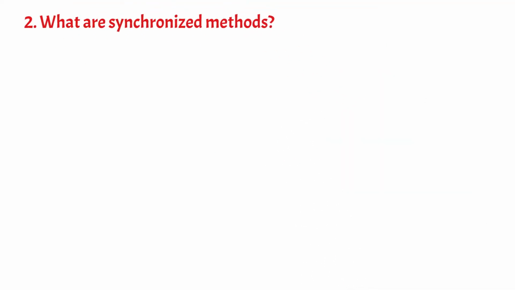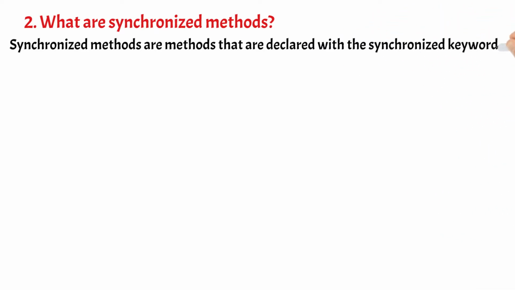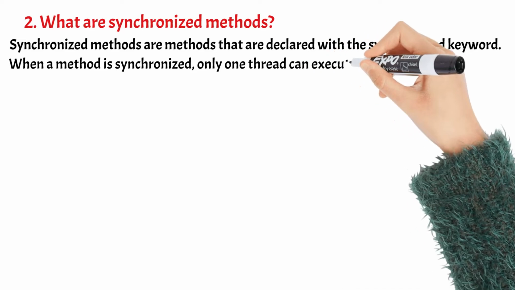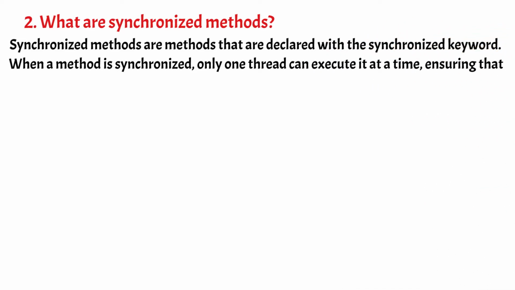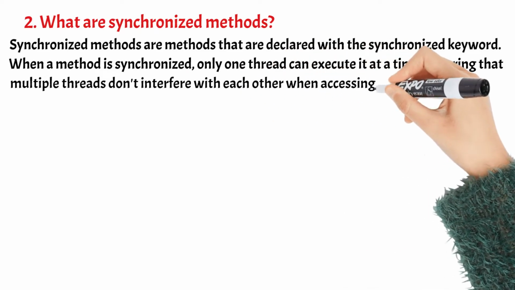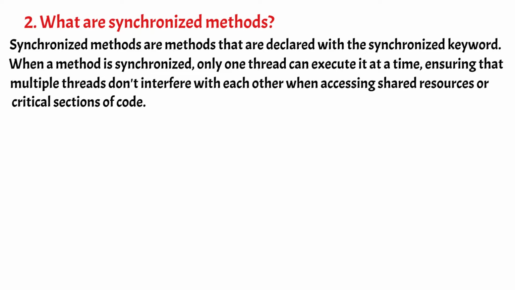2. What are synchronized methods? Synchronized methods are methods that are declared with the synchronized keyword. When a method is synchronized, only one thread can execute it at a time, ensuring that multiple threads don't interfere with each other when accessing shared resources or critical sections of code.